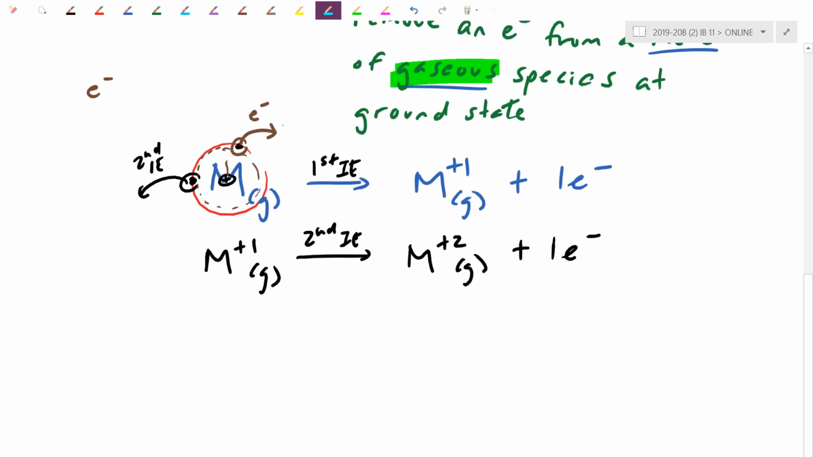So let me just put some numbers to this. I'm totally making these up. Let's say the first ionization energy for this metal here is 10 kilojoules. Usually they'll just write it like that. So kilo means 1,000 joules, so 10,000 joules.